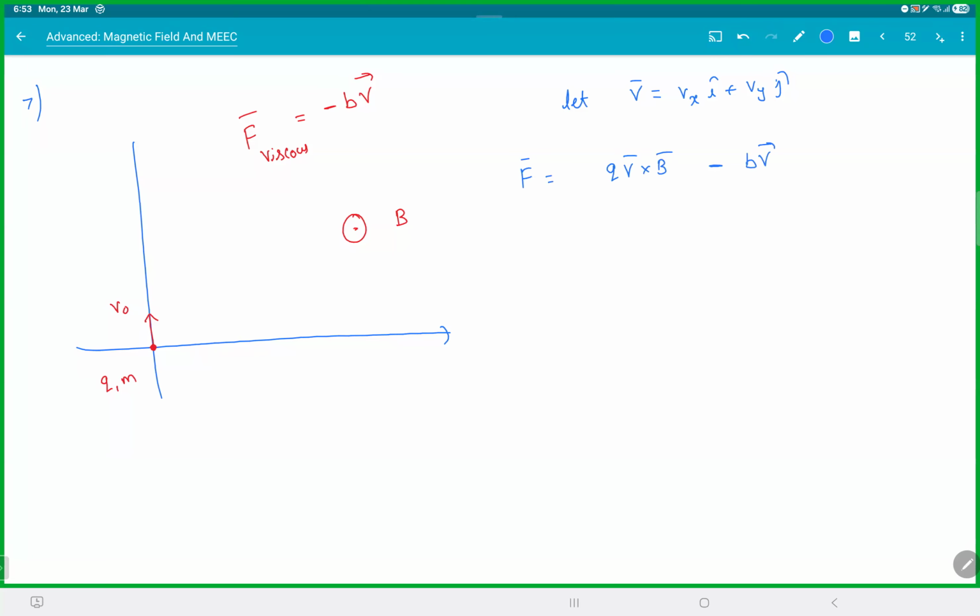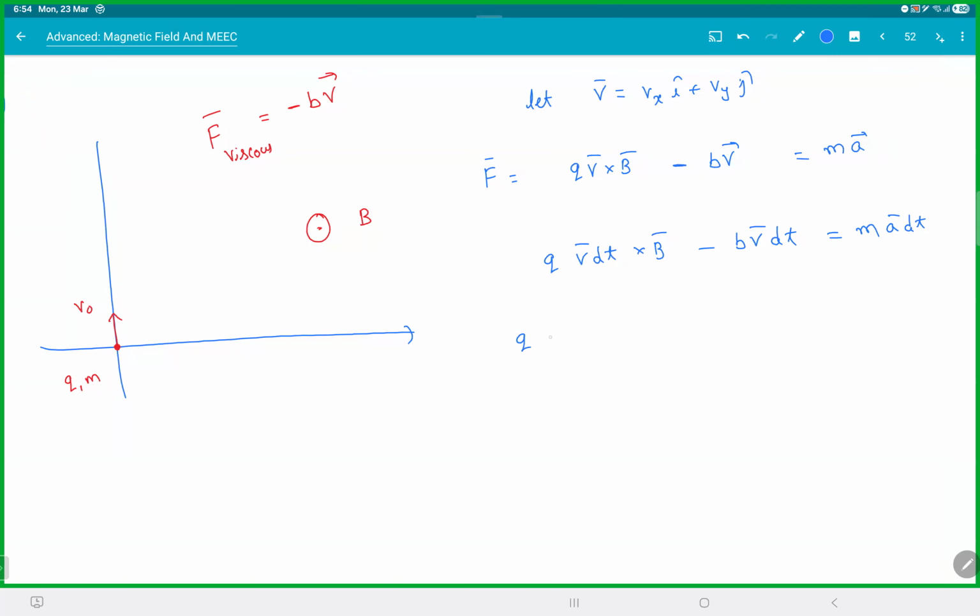That's your net force acting on it, magnetic force plus this thing. This is nothing but mass into acceleration. Now this is the trick here. If I do integral V dt, so if I just put dt on both sides, this will be Q V bar dt cross B bar minus b V bar dt is equal to m a bar dt. And now if I put an integral on both the sides, so Q integral V bar dt cross B bar minus b integral V bar dt is equal to m integral a bar dt.